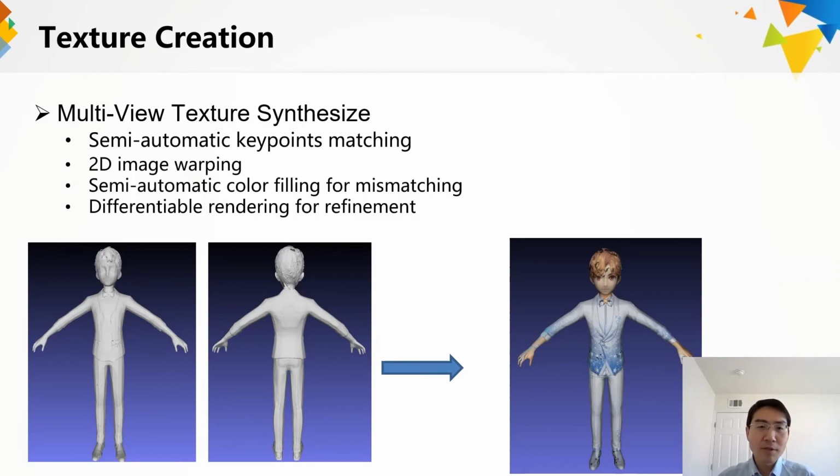With the mesh, how do we create the textures? First, we perform semi-automatic key point matching between the different 2D images. Then we perform 2D image warping to warp the 2D images onto the 3D meshes. This still leads to some problems, so we perform a semi-automatic color filling for mismatches. And finally, we use differentiable rendering to refine the final results so that its rendering results on the 3 views will mostly match the 2D images.